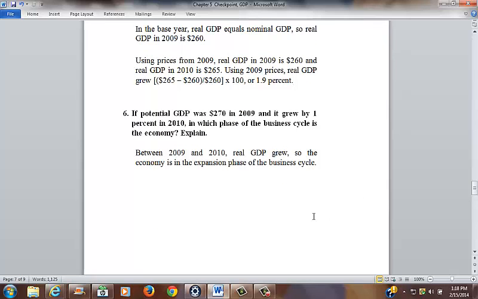Question 6: if potential GDP was $270 in 2009 and it grew by 1% in 2010, in which phase of the business cycle is the economy? Explain. Well, between 2009 and 2010, real GDP grew, so the economy is in the expansion phase of the business cycle.